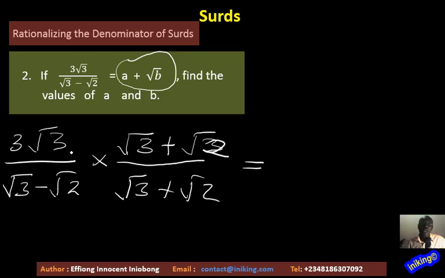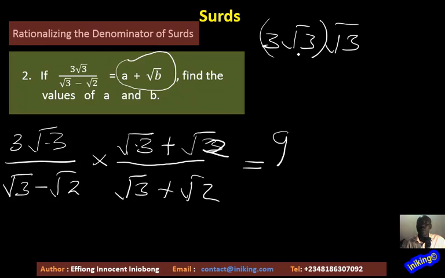If I multiply this out, 3 root 3 times this, root 3 times root 3 will give me 3. Then times this 3, that gives me 9. You don't agree? That's it there. You want to slow us down? No problem. This is my 3. My root 3 times root 3 gives me 3. So that's 9. Sure, you're happy now.